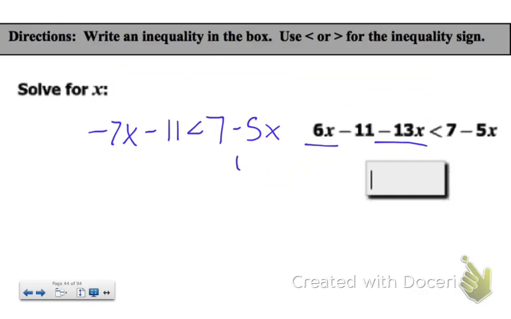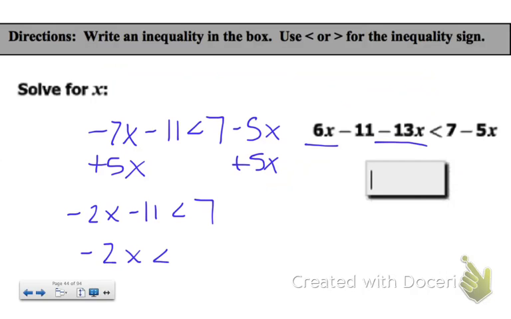Then I want to get all the x's on one side, so I'm going to add 5x. And get negative 2x minus 11 is less than 7. Add 11 to both sides, so I get negative 2x is less than 18. Then I'm going to divide by negative 2 on both sides, so I get x is greater than negative 9.